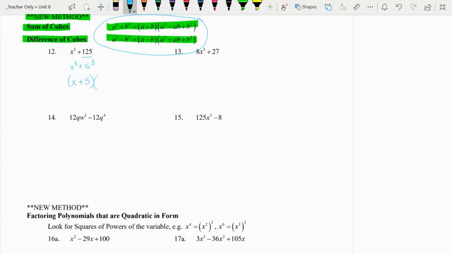So following this pattern, you have a squared. So that's that first term squared. So in this case, it would be x squared. Then it would be a minus a times b. So these two being multiplied. So if I multiply 5 and x, I get 5x. And then the last one is b squared. So it's my second term squared. And 5 squared is 25. And that's my final answer.